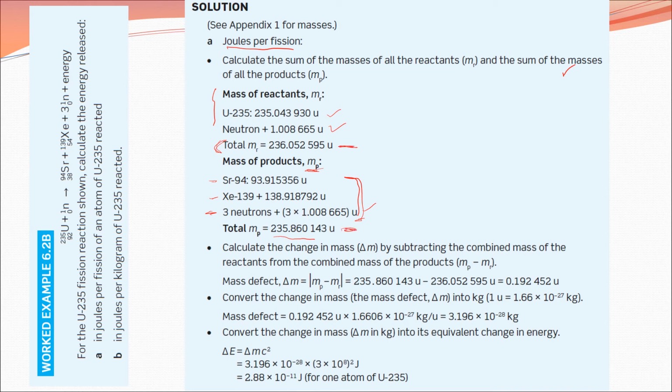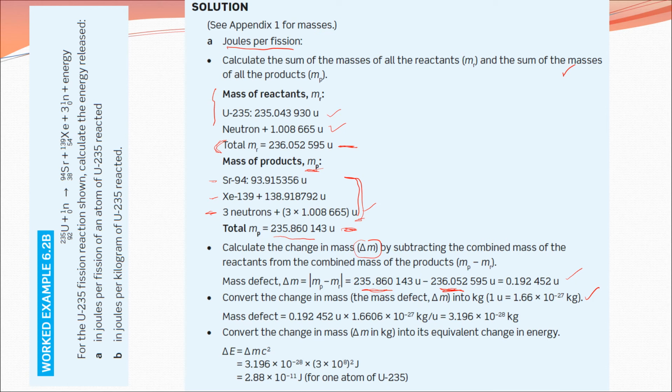We want to calculate the mass defect, that's that bloke there, by subtracting the two of them. Subtract those two numbers, and this is what we're doing down the bottom here. Simply subtract the 235.8 etc. from the 236.05 and so on, and the mass defect is 0.192452 atomic mass units.